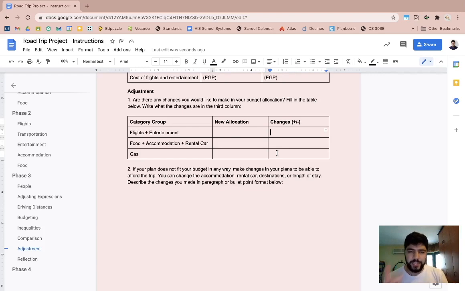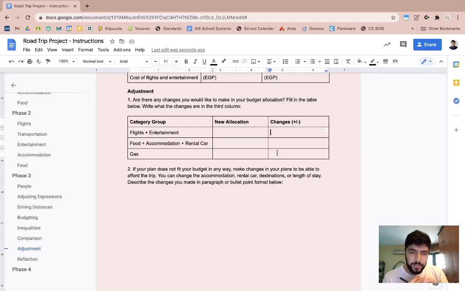And so there are 3 cases right now. Either your original plan fits your budget perfectly and you have no problem, or it can fit, you just need to move money around in the categories and reallocate money to different categories, or it doesn't fit at all no matter how much you reallocate. Okay? In all 3 cases, you need to do the following.